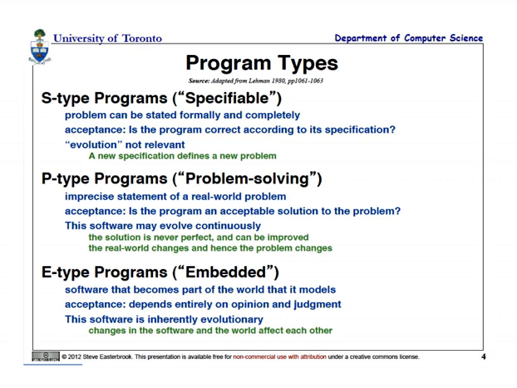Finally, the E-type, for embedded systems. This software becomes a part of the world it models. Think of a banking system. It doesn't just calculate interest. It is the banking process. These are inherently evolutionary because the software and the world constantly affect each other.